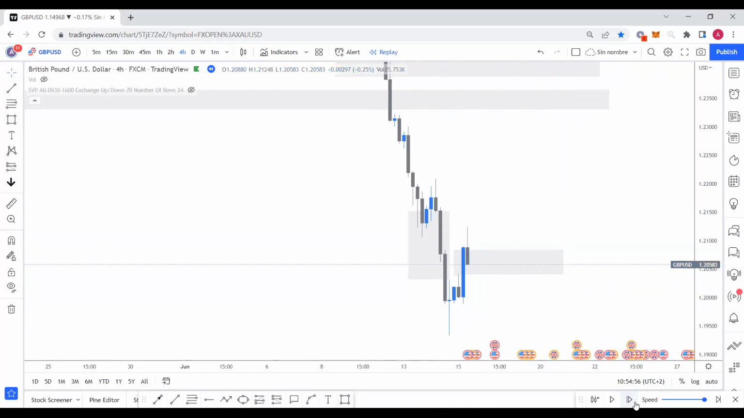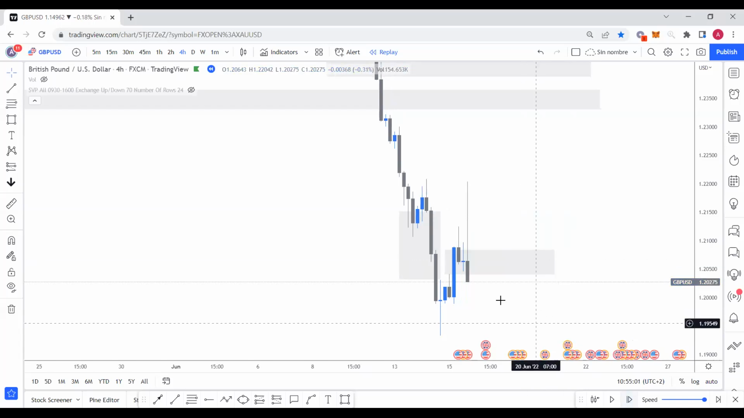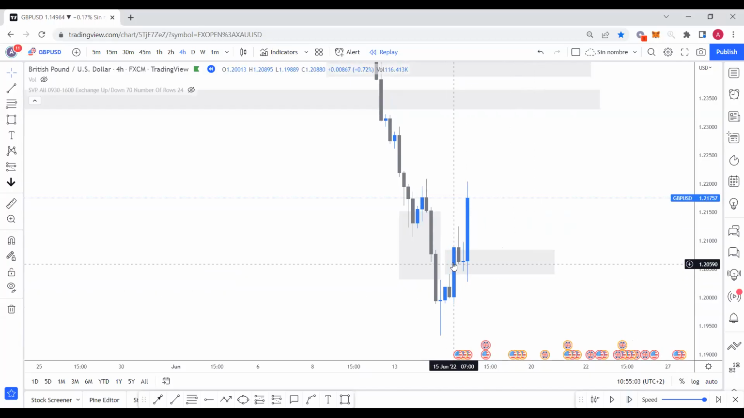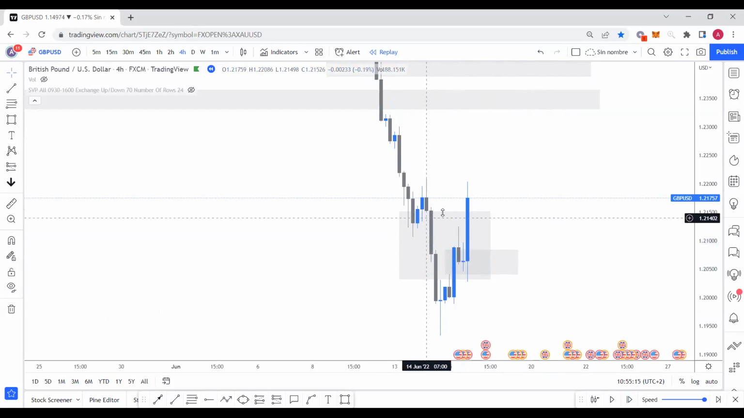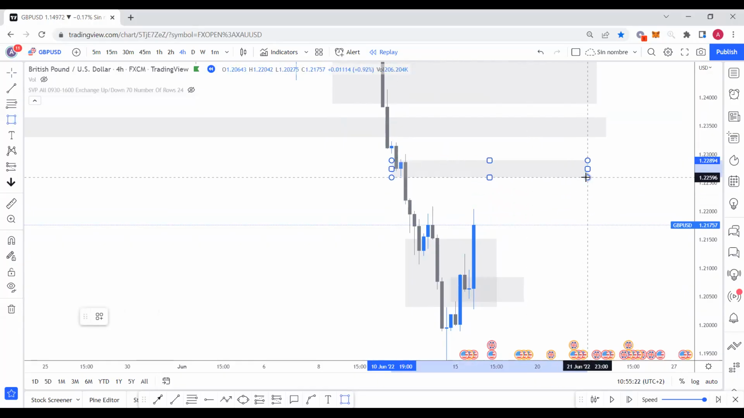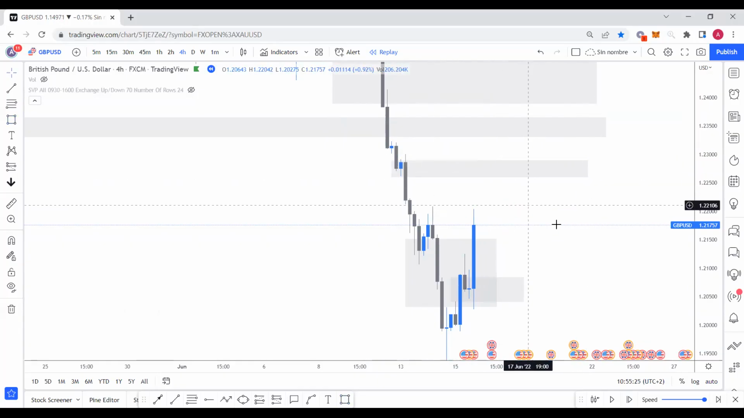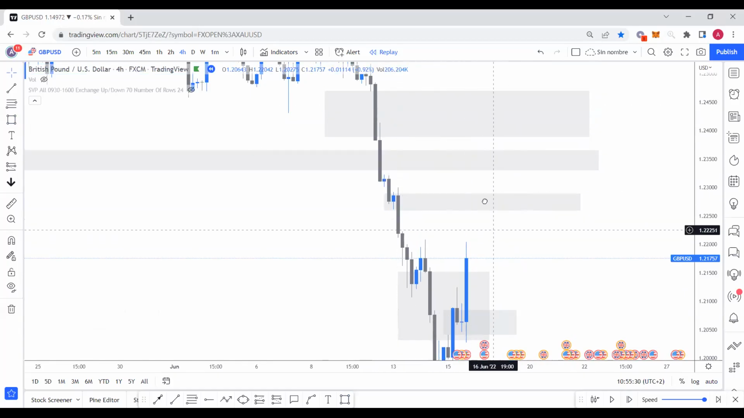Now you will see how this imbalance gets mitigated. The one price created right here, it gets mitigated. Price rejects this demand zone, okay, and then it mitigates this bearish imbalance. Then we see there's loads of imbalances to be filled, loads of imbalances to be mitigated. So sooner or later, we would expect price to mitigate all of these imbalances.